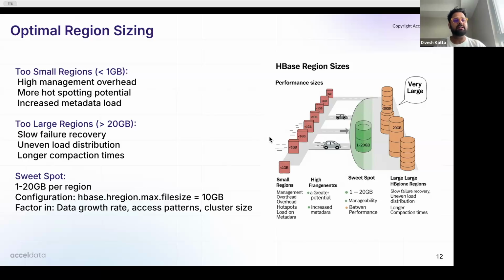Monitor your current region sizes using the HBase shell. Just run list to see all tables and describe table name to see the region details.